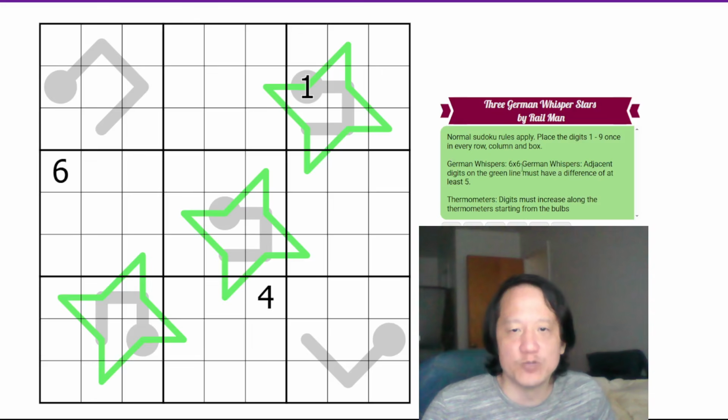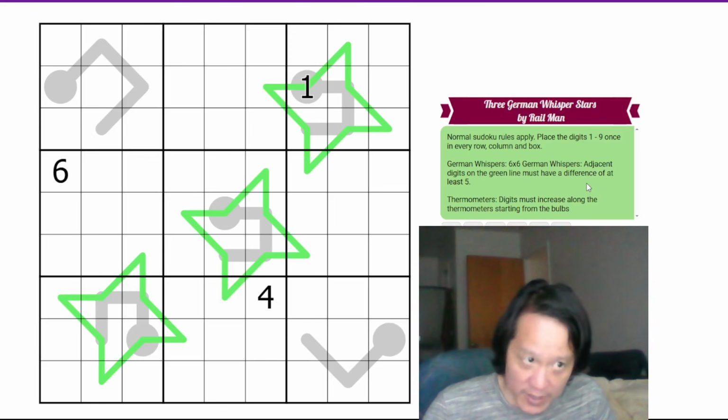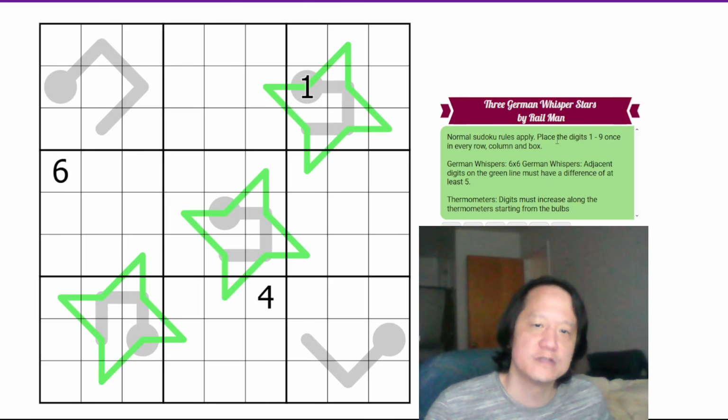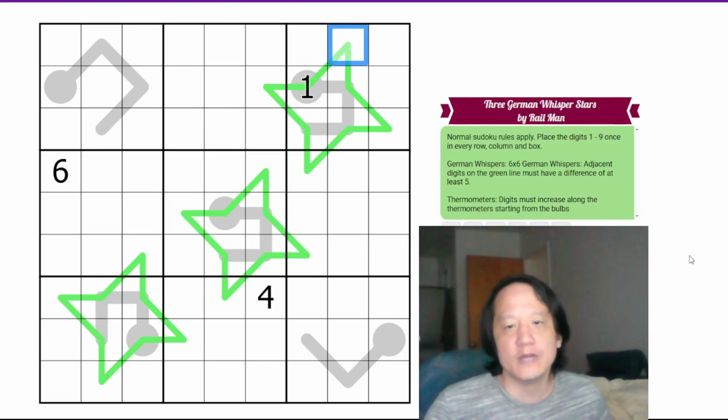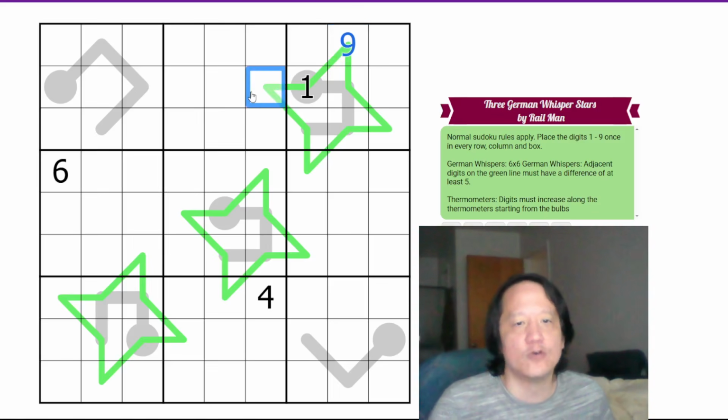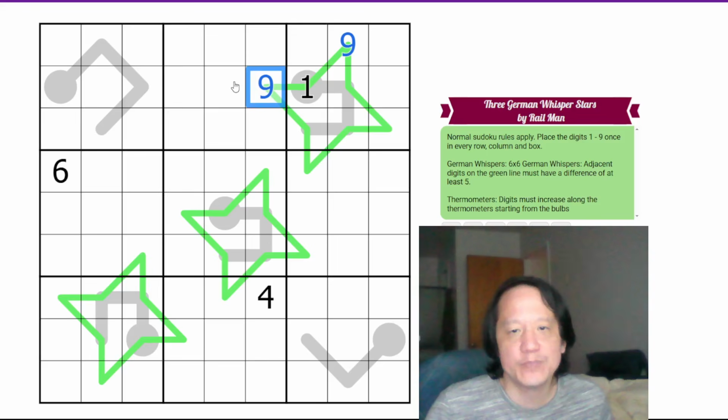We have German whispers, ignore the 6x6 part, where adjacent digits on the green line must have a difference of at least 5, and I call these whisper 5 lines, because a setter came up with that name for this, and I thought it made a lot more sense because it's more easily extensible. Anyways, as an example, since this is a 1 here, these digits must be 6, 7, 8, or 9 to be 5 or more away from the 1. So that's an example of how the German whispers work.